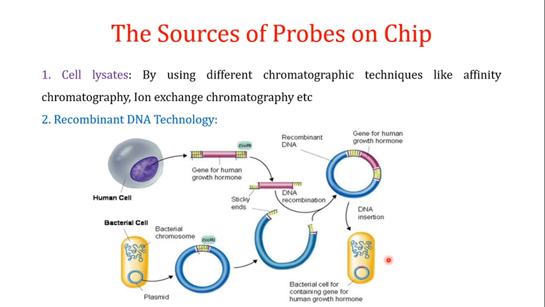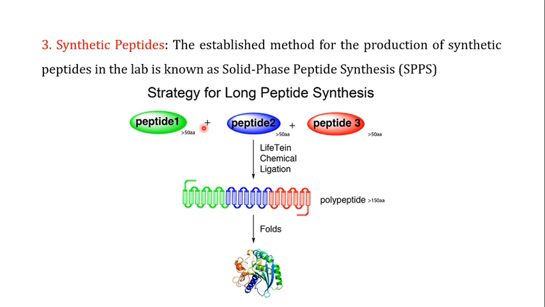If you are dealing with proteins that do not go through post-translational modification, you can utilize E. coli cells. But if you are dealing with proteins which go through post-translational modification to get a particular 3D structure, you cannot use a prokaryotic cell like E. coli. In these instances, you have to use eukaryotic systems like yeast, which can provide the facility of post-translational modification. So the second source of probes on the chip is recombinant DNA technology.